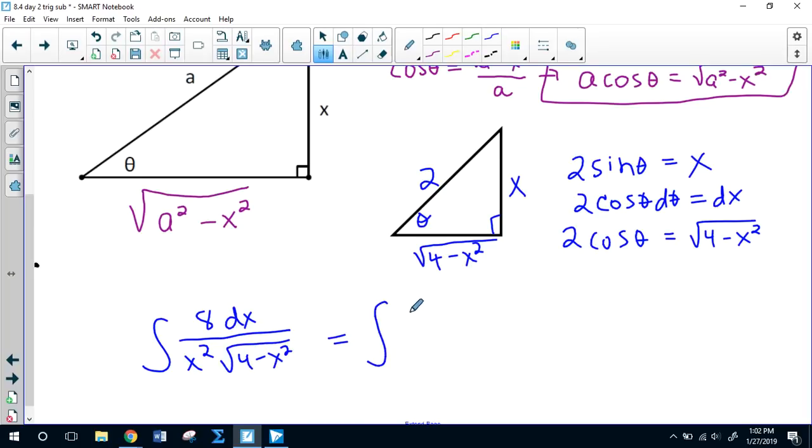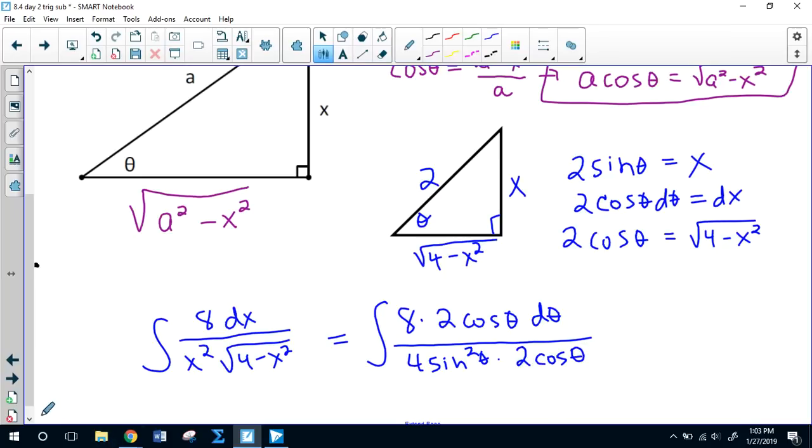Okay, so this becomes 8 times, and I'm going to substitute dx into the problem. So 2 cosine theta d theta in the numerator. And the denominator actually needs an x squared, so I'm going to replace that with 4 sine squared theta. And then the square root of 4 minus x squared is 2 cosine theta.